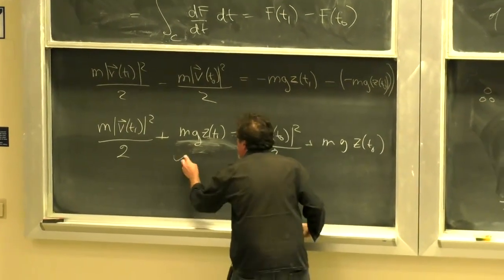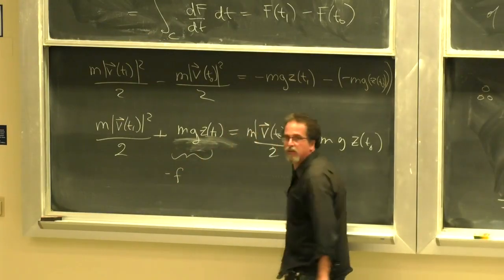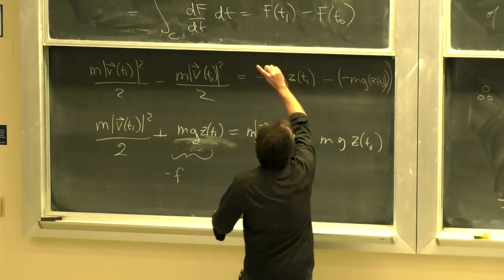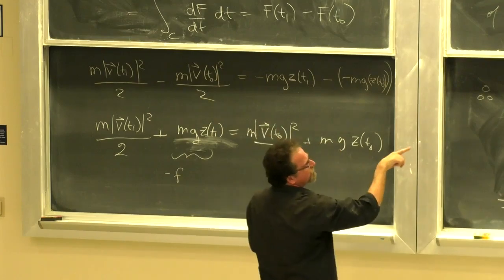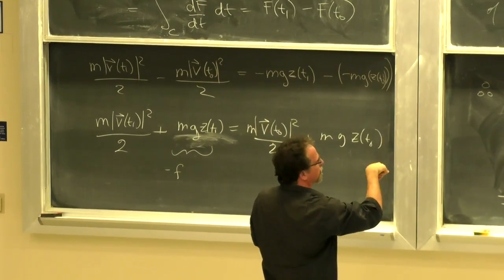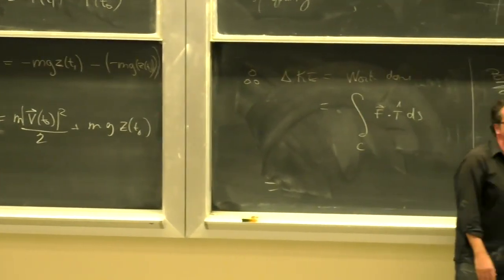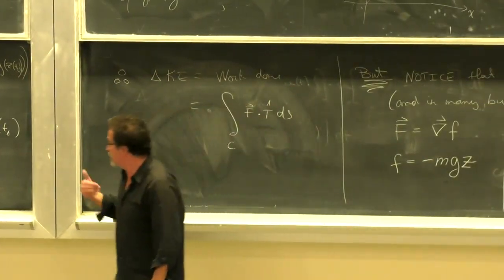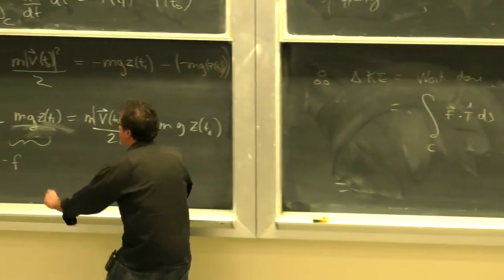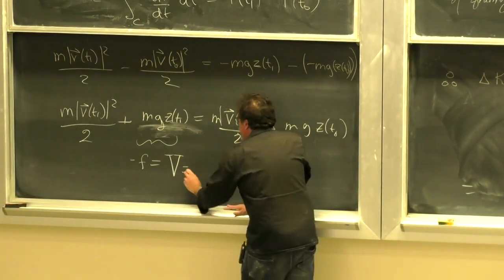This thing is the negative of little f. Just trace it back. Little f is negative mgz. This is the negative of negative mgz, so it's positive mgz. And this has a name. It's called V. It's called the potential energy.